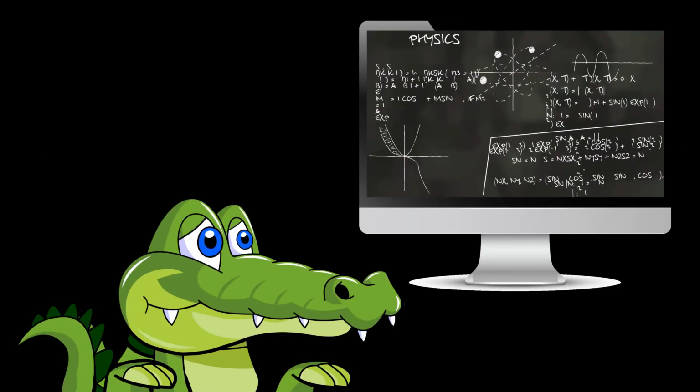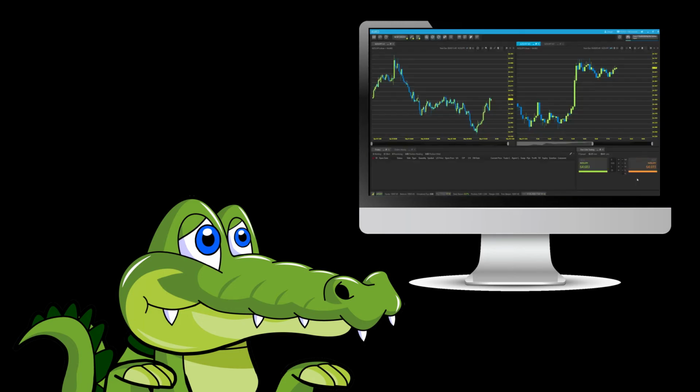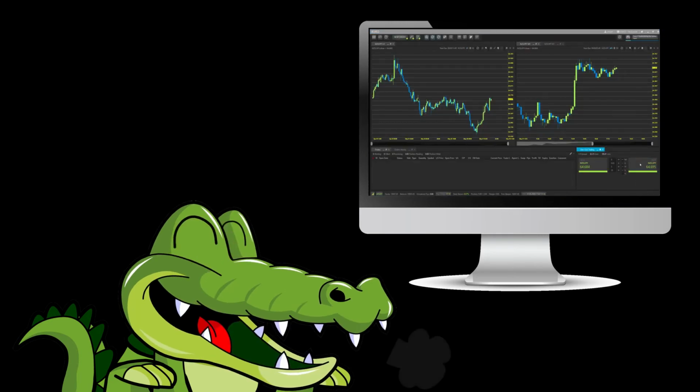Luckily, you don't have to make these calculations yourself. The trading platform does it for you. You can now breathe a sigh of relief. Let's move forward with some strategies you can implement using the alligator indicator.